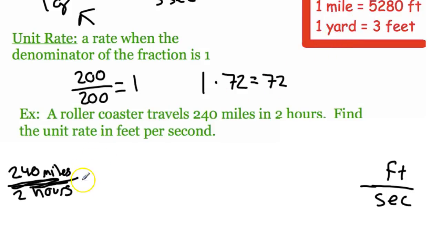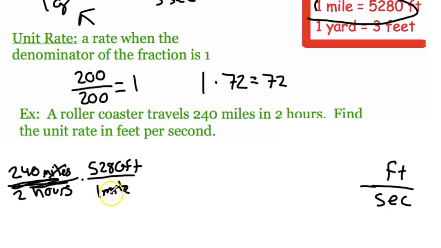If I want to cancel the miles, I'm going to multiply by a new fraction and I'll put miles on the bottom. That conversion over here was 1 mile for 5,280 feet. When I have a mile on the top in the numerator and a mile on the bottom in the denominator, I can cancel them. Now I have feet in hours. Over here I have feet per second. So feet, I can leave it like that, but I need to change hours into seconds.